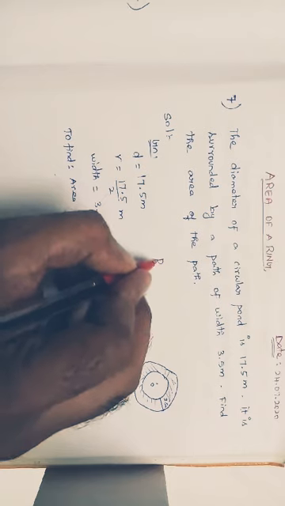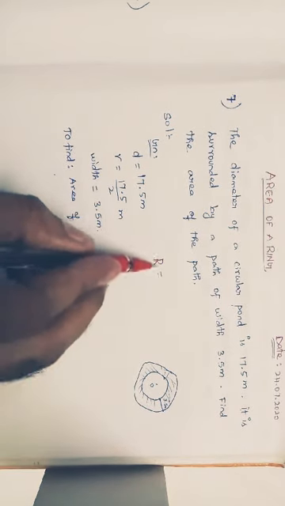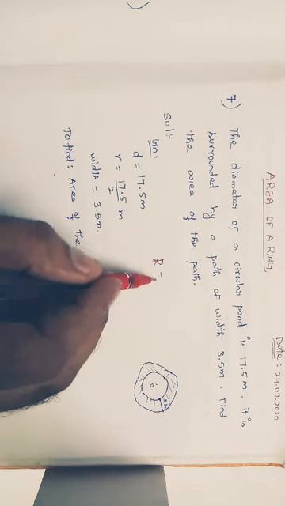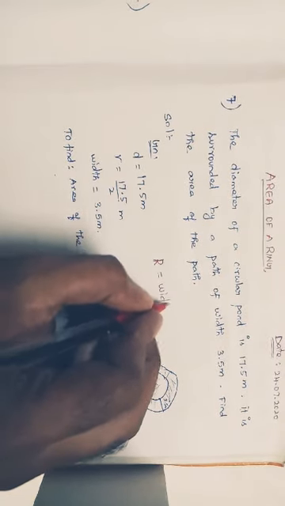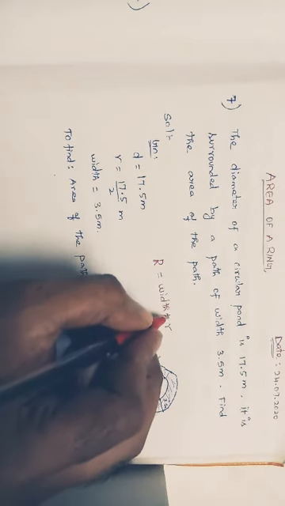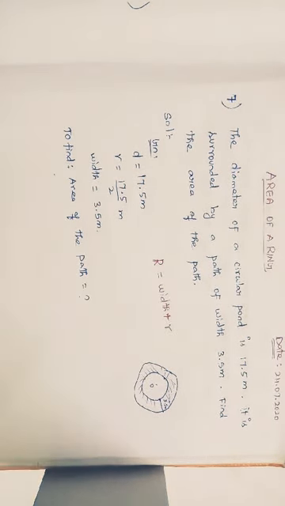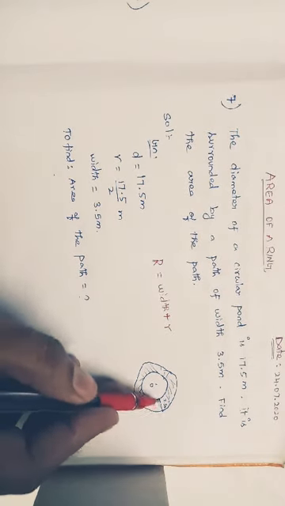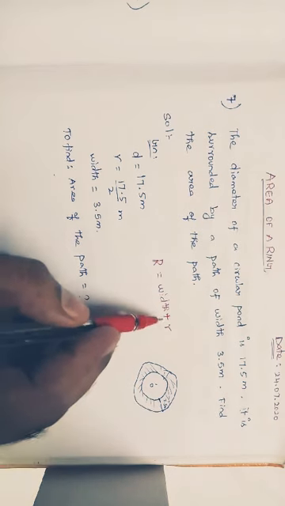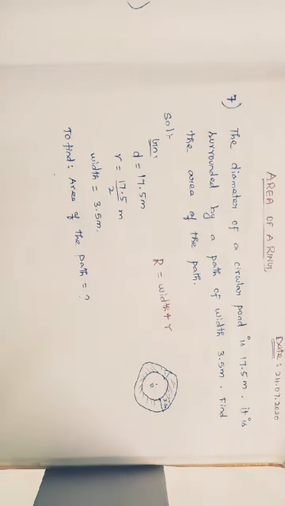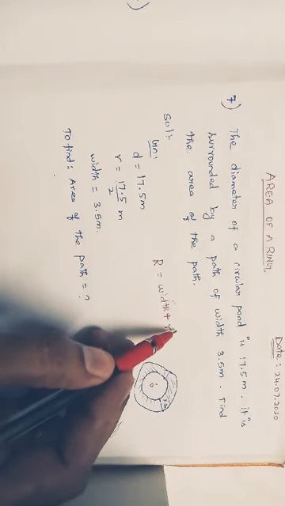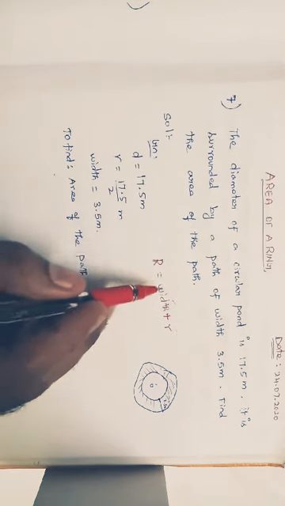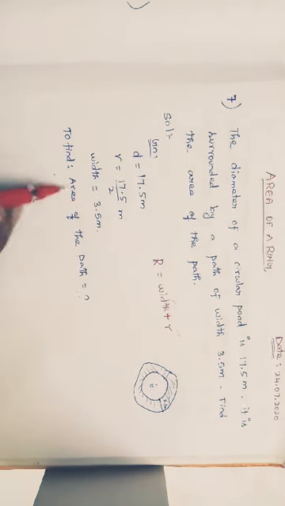Just note down this, it is very important. Capital R, the radius of the bigger circle, is equal to width plus radius of the small circle. Small r is the radius of the small circle. Now we know the width value and the radius of the small circle. By adding these two, we'll get the capital R. If we know capital R and small r, then easily we can find the area of the path.